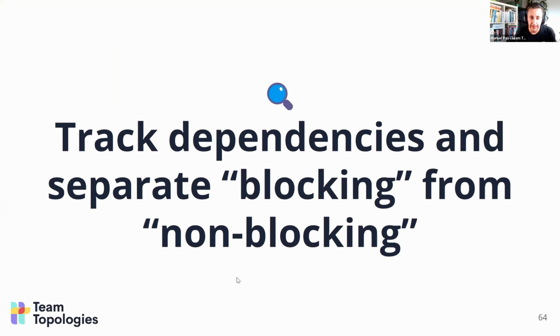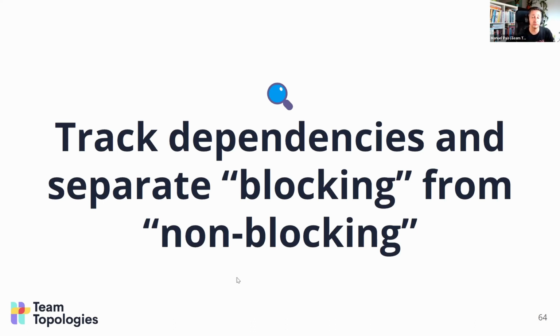We need also some sort of shifts in the mindsets, typically, in many organizations, especially traditional organizations. But even sometimes you see this in more startup or scale-up organizations. So I'm going to talk about some of those mindset shifts. One of the things we need is to move away from blocking dependencies to non-blocking.